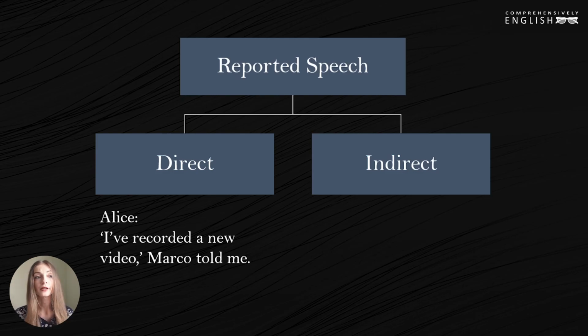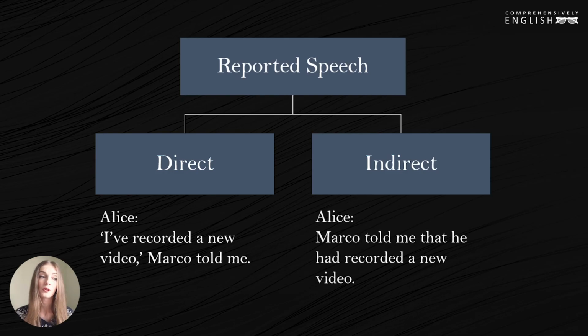And an example of indirect reported speech would be this. Marco told me that he had recorded a new video. I change tenses appropriately. I make my step back according to the rules of the sequence of tenses. And this way I report the general idea of what another person told me, but I don't repeat his or her speech word by word.